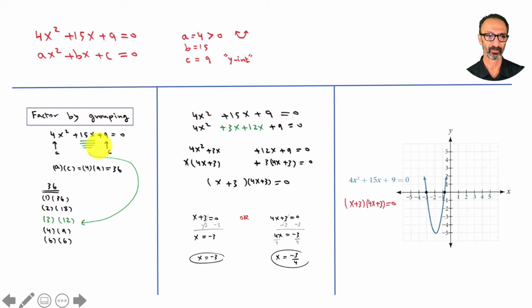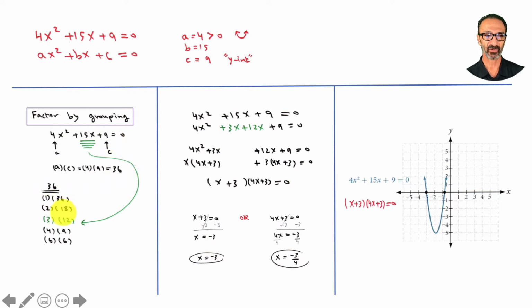Here's what you do. Look at the b part, which is 15, and keep that in mind. I have a equals 4, and I have c equals 9. a times c equals 4 times 9, which is 36. Okay, everything is displayed, so just to remind you how to do it. Multiply 4 times 9, and that is 36.